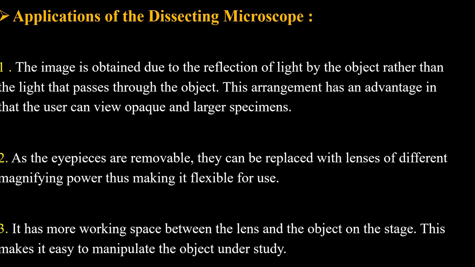It has more working space between the lens and the object on the stage. This makes it easy to manipulate the object under study. Even the dissection of a particular microscopic organism is possible because of that.